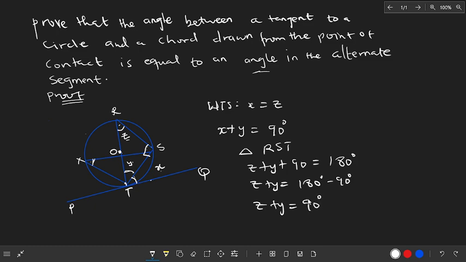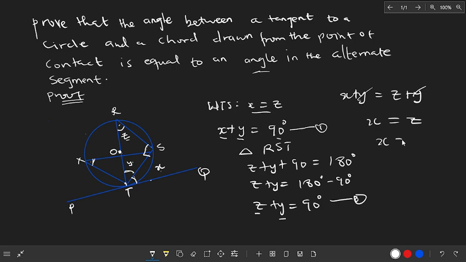So Z plus Y will be equal to 90 degrees. Now looking at this here and this one, since we have X plus Y being equal to 90 and Z plus Y also being equal to 90, then it means that X plus Y is also equal to Z plus Y. Right. So from here, we have y here, y here. Now it's left with x equal to Z. That's what we wanted to actually prove.